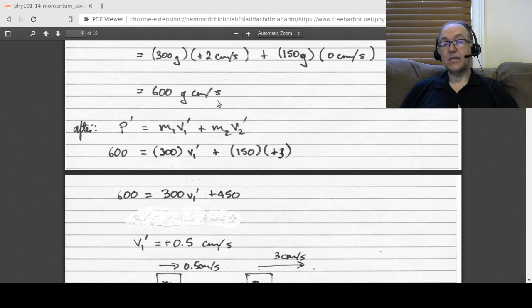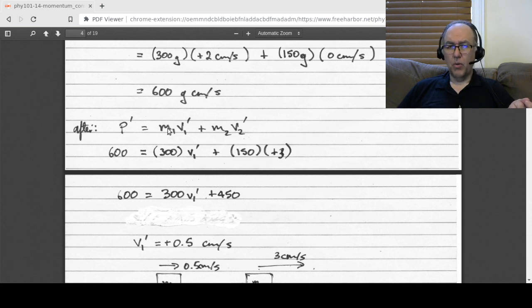There is no MKS shorthand for momentum, like there is for energy. There are joules, but there's no such thing for momentum. So there it is in non-MKS units, but that's still good enough. And now let's calculate the total momentum after, the total momentum after, P primed. P primed we know is 600. I shouldn't have said calculate the total momentum after.